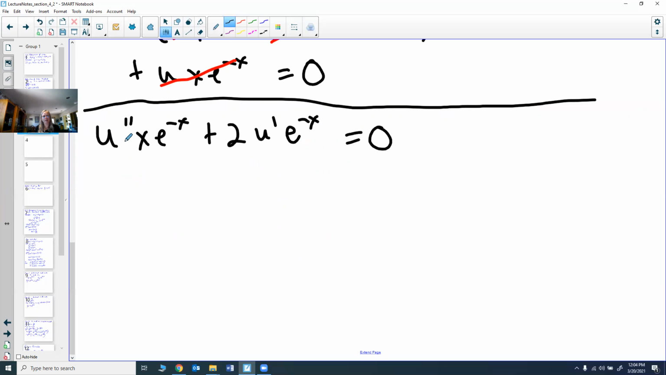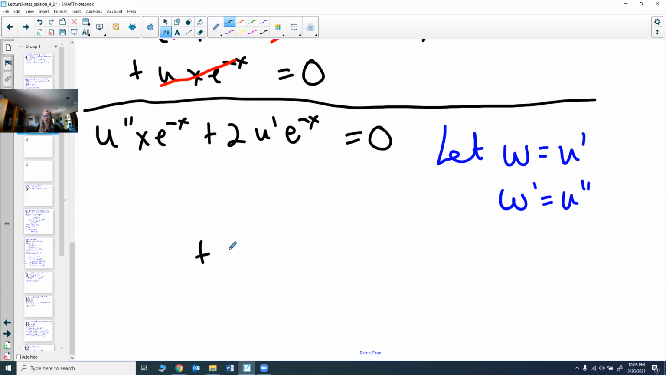So one thing I notice is I just have a y double prime and a y prime. So what we're going to do is we're going to let, and you can call it anything you want, I'm going to call it w. We're going to let w equal u prime, which means w prime equals u double prime. So we can now basically, and this is why it's called reduction of order, is we've just taken the second order differential equation, because this is a second order differential equation, and we just basically made it a first order, because I'm going to let w be u prime.